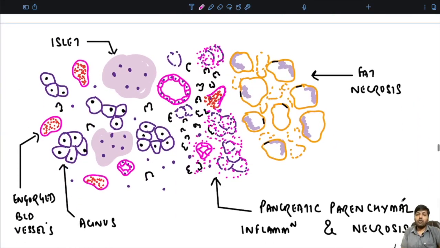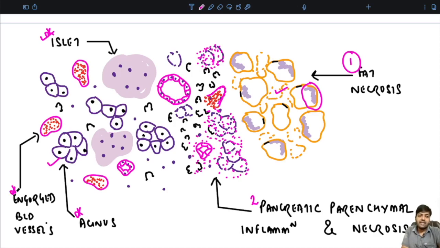If you look at the morphology in this diagram, very importantly on the right hand side we can appreciate that there is fat necrosis. This is the area where you can see the fat necrosis, and over here there is a process of saponification which is giving a bluish tinge to the degenerating surviving fat cells. Secondly, these are the islets, the pancreatic islets. This part is the pancreatic acinus, which is the exocrine part, and this part is the islet, which is the endocrine part.